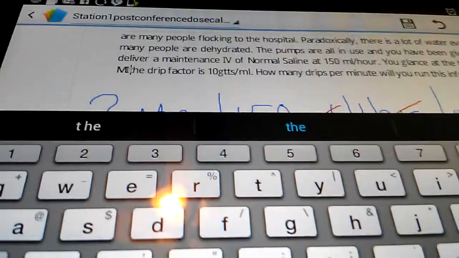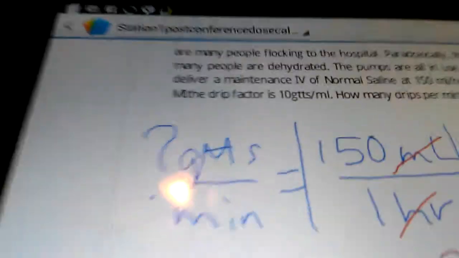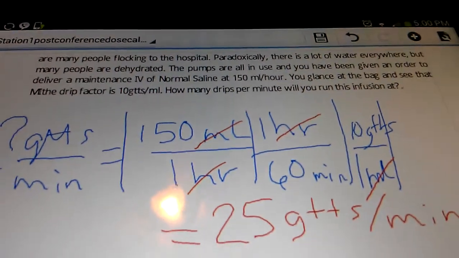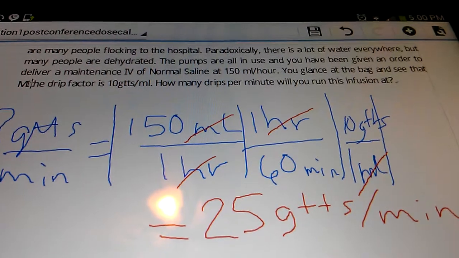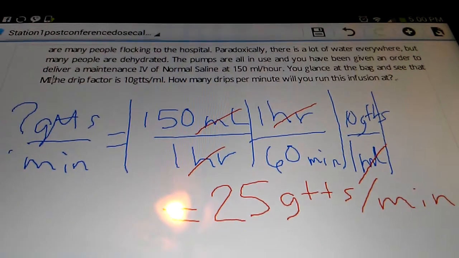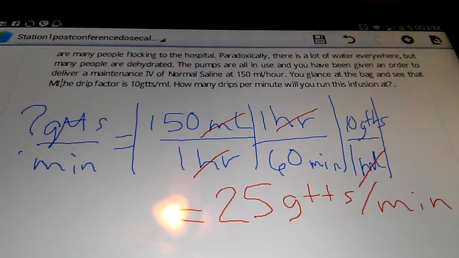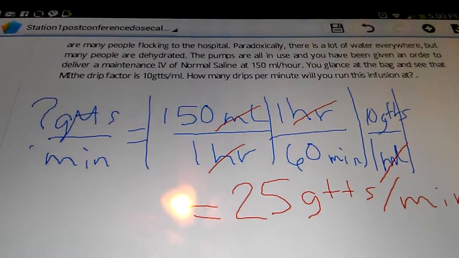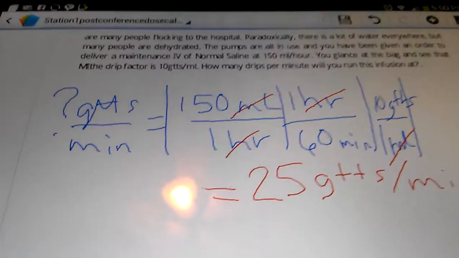There was a flash flood in Red Wing, and we've been called into work for an orange alert. We get there and there are a lot of dehydrated people. The pumps are all in use, and we've been given an order to deliver a maintenance IV fluid of normal saline at 150 mils an hour. We look at the bag and see that the drip factor is 10 drips per mil. How many drips per minute would you run this infusion at?